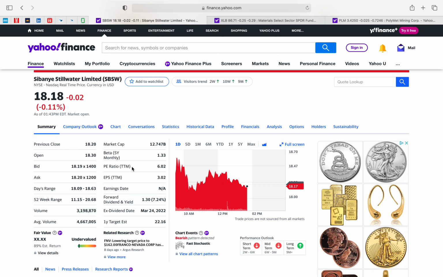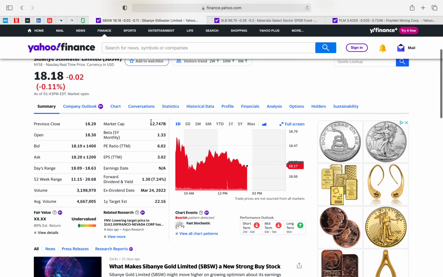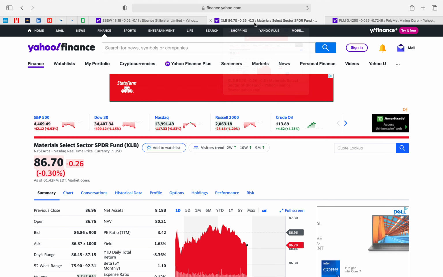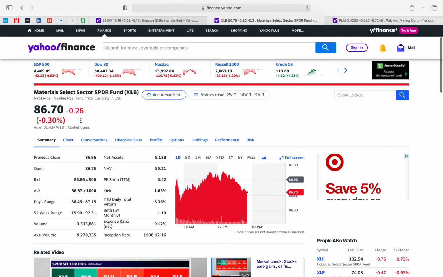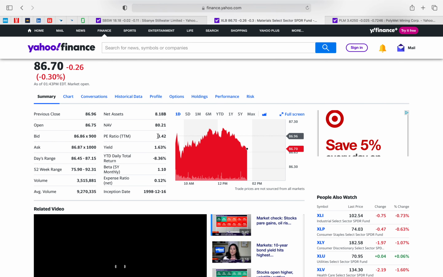And with the PE ratio, we need to keep in mind we need to compare this to our benchmark, which is usually the sector benchmark. This is a mining company, and therefore it's basic materials. So if we go over here, we have our SPDR fund for basic materials, and we see the PE ratio is 3.42 for this sector.